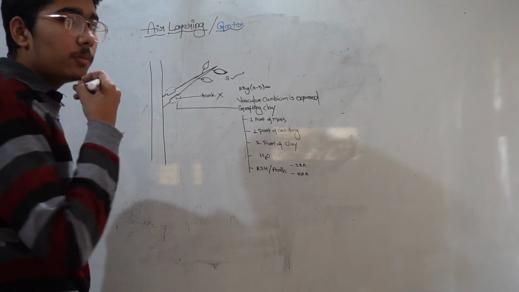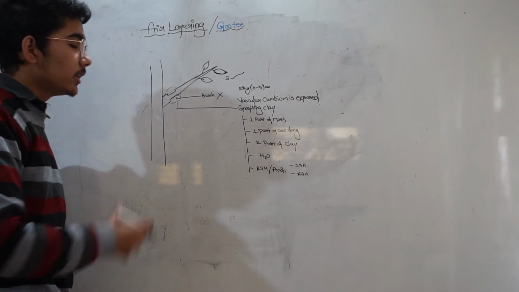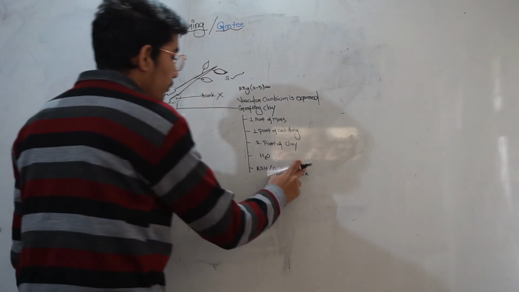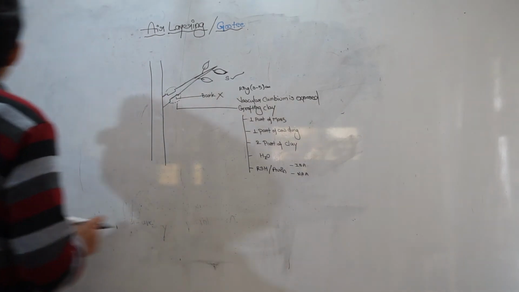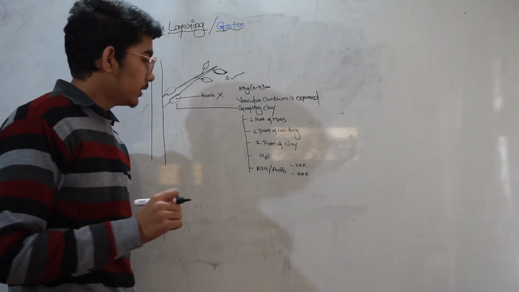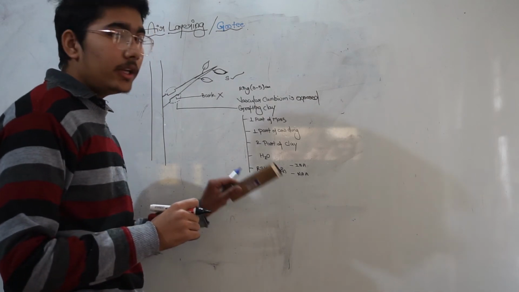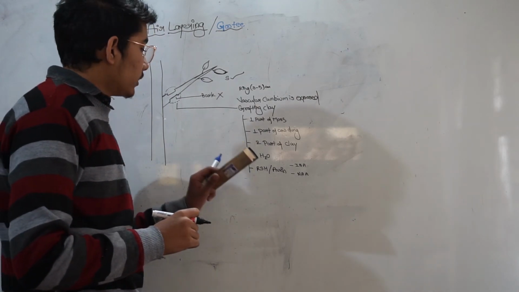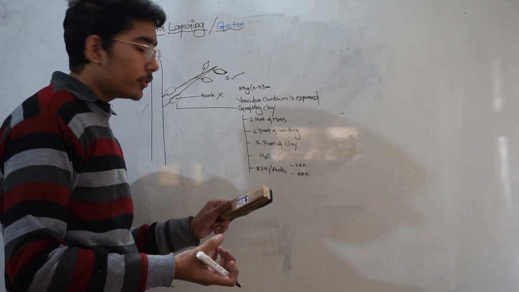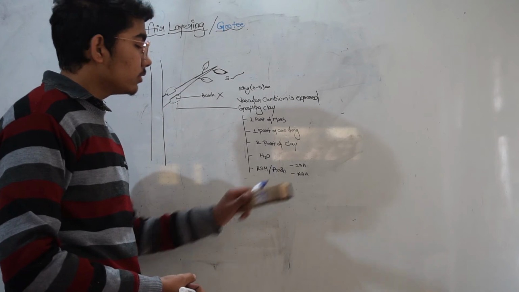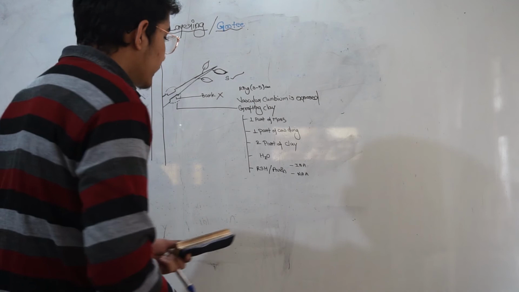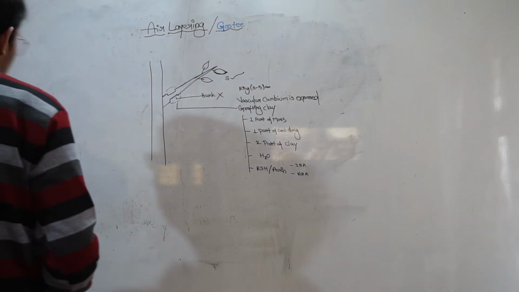So write the full form of IBA. The full form of IBA is indole butyric acid, and NAA is naphthalene acetic acid. Yes, RSH is the most important component of grafting clay, which is basically an auxin hormone, and consists of two hormones, indole butyric acid and naphthalene acetic acid.